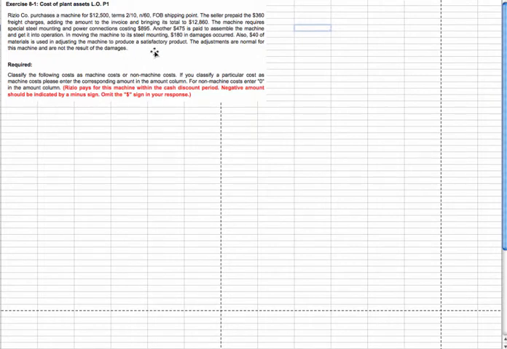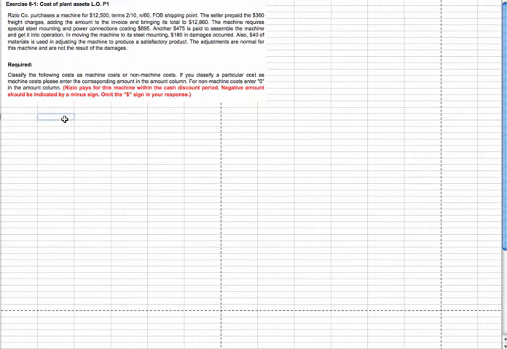But if the asset was in good condition when you purchased it, and it so happened to be broken after you owned it, FOB shipping point, and you're just repairing the product, the $180 does not get included in the cost because it's actually a repair to the product, not a part of the cost of the installation. Then finally, the last one says also the $40 materials is used in adjusting the machine to produce a satisfactory product. So in other words, those adjustment costs are also part of getting this machine into a usable condition.